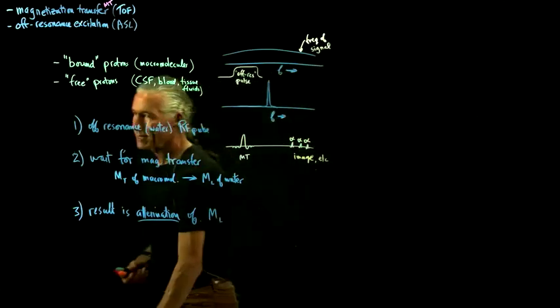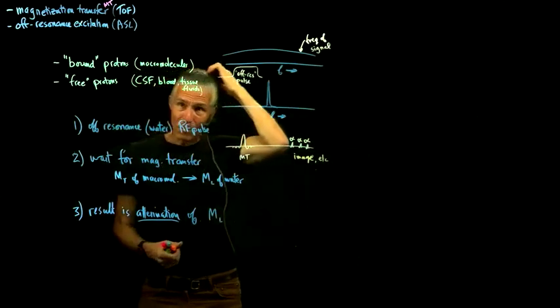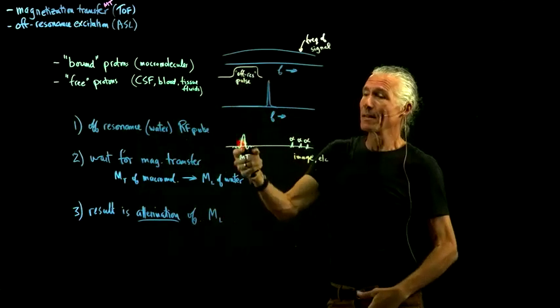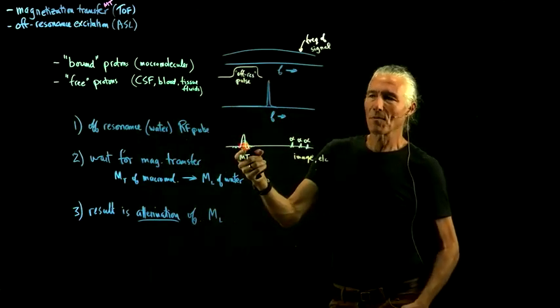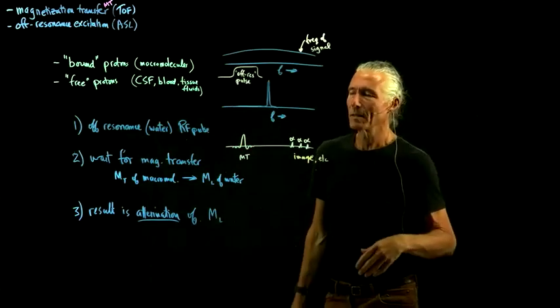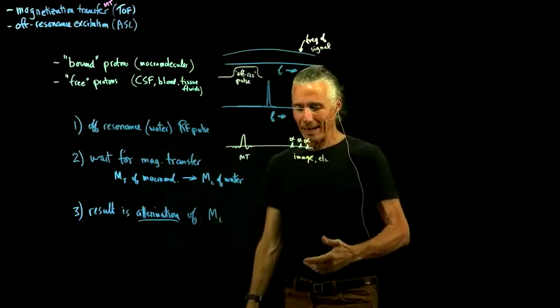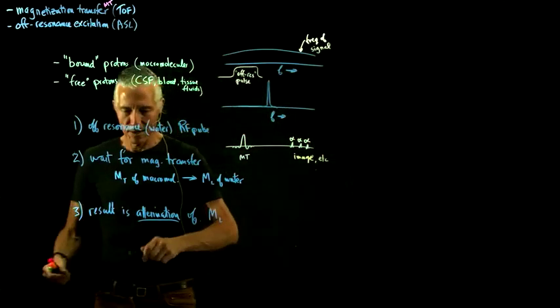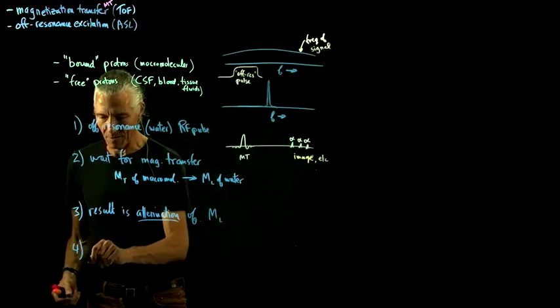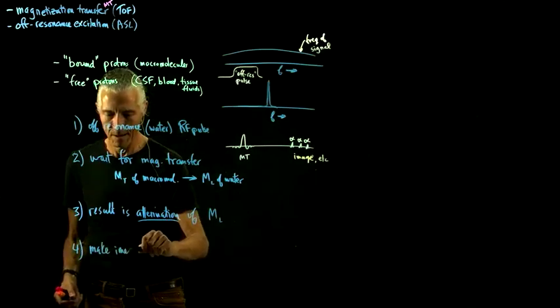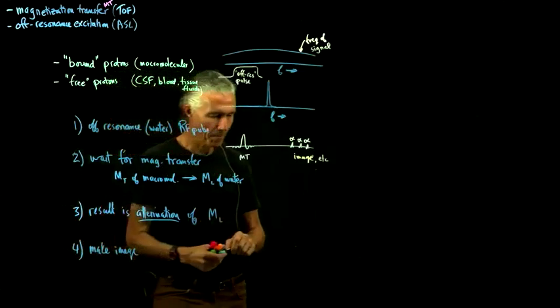So it's quite easy. If you're on the scanner and you want to do a magnetization transfer, all you do is tack in this extra thing before you start, and then the image that you get out afterwards will be magnetization transfer weighted.